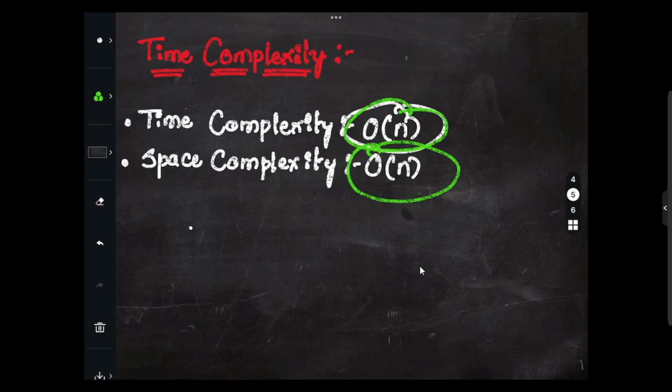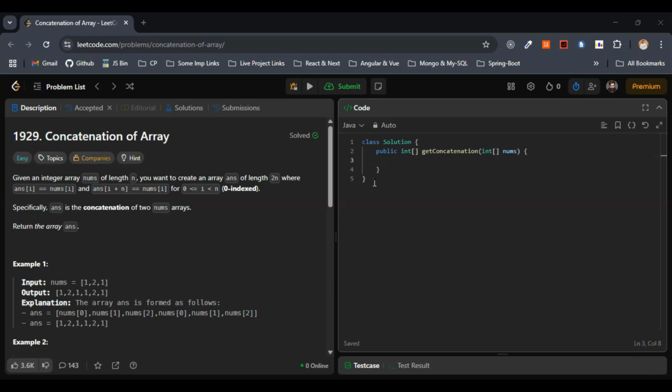Now I hope the approach part and the complexities part are completely clear. Now let's start writing the code. Initially, let's get the size of the input array. So I'll just go with int n equals nums.length. So we are just getting the size of the input array here, right?